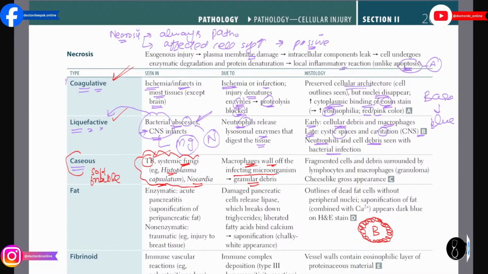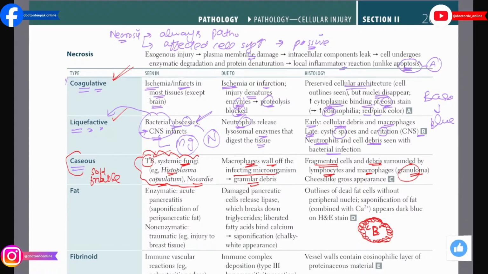This is called walled off. You are covering the bacteria. Then if you are going to see this caseous necrosis under the histology, you will see the fragmented cell and debris which are surrounded by lymphocytes and macrophages, which is called granuloma. So in the center you will get the bacteria like Mycobacterium tuberculosis, and on the side of this bacteria you will get the lymphocytes and the macrophages, and this complete structure is called granuloma.